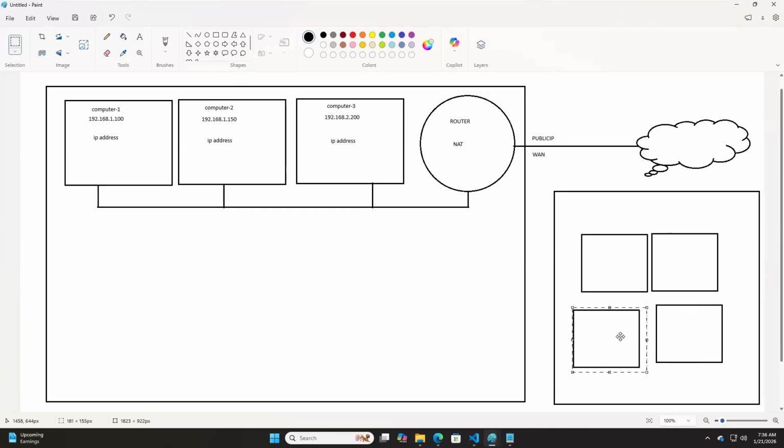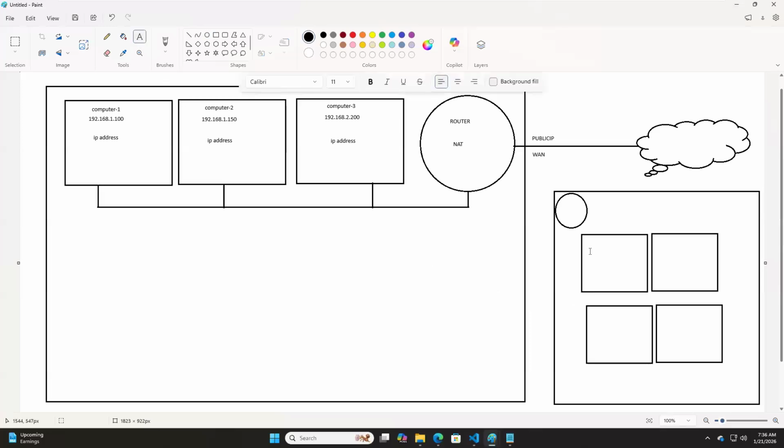You can assign the same range of private IPs to these computers, so there won't be any problem. Why? Because whenever traffic goes onto the internet, it will be translated. Whatever private IPs are there, they will be translated into public IPs. So every organization or home will have a unique public IP.